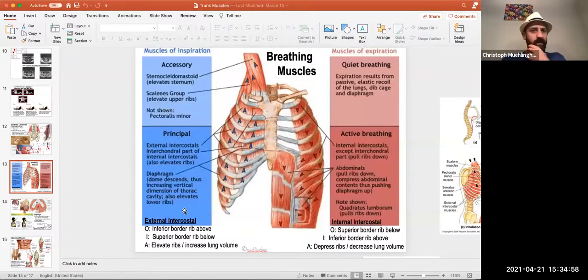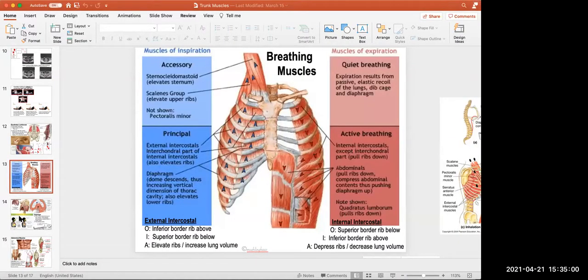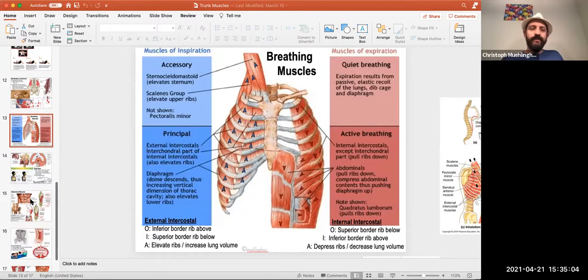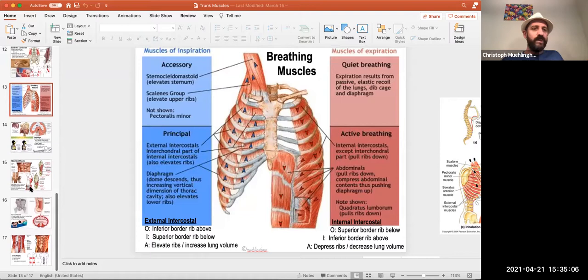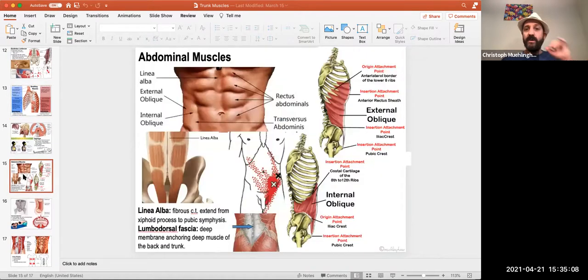So let's keep going on the PowerPoint. We did the diaphragm, we did the breathing muscles. I'm moving slow here, so let's keep moving a little bit faster. All right, we then get to the abdominal muscles. The abdominal muscles have numerous layers. We have like 4 or 5 layers. No, 4 layers that we worry about.